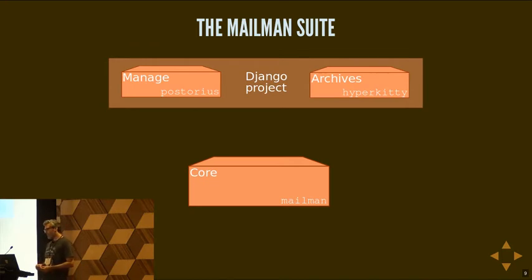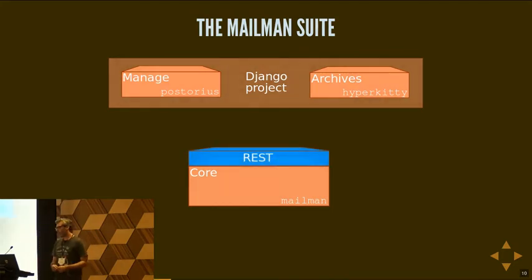So the question is, if these projects are technically separate, how do they communicate? And now we come a little bit closer to the topic of my talk. The Mailman core exposes a REST API. So communication to manage email mailing lists is basically done via HTTP.